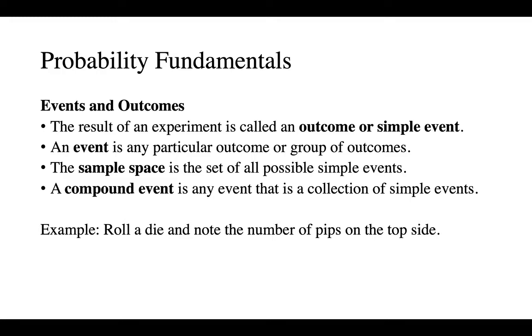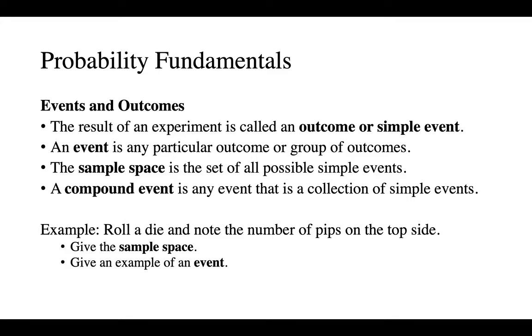Suppose that you roll a die and you note the number of pips. Pips are just the marks on top of a die. So an example of this would be the experiment is just the rolling of the die. The sample space is all possible outcomes. If you roll a die, the possible outcomes are 1, 2, 3, 4, 5, 6, so the sample space is just 1 through 6.